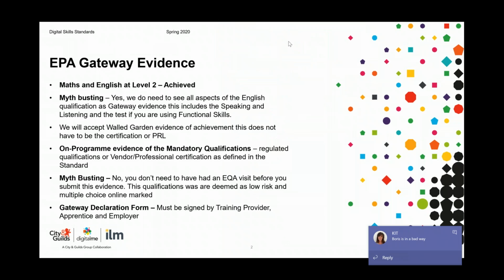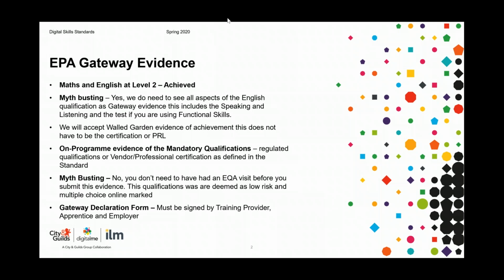So first of all, let's talk about the evidence that is expected at Gateway. You do need to supply the certifications and the evidence from the English and Maths and from the mandatory qualifications. You also need to supply us with the Gateway Declaration form, and this must be signed by you, the apprentice, and the employer.